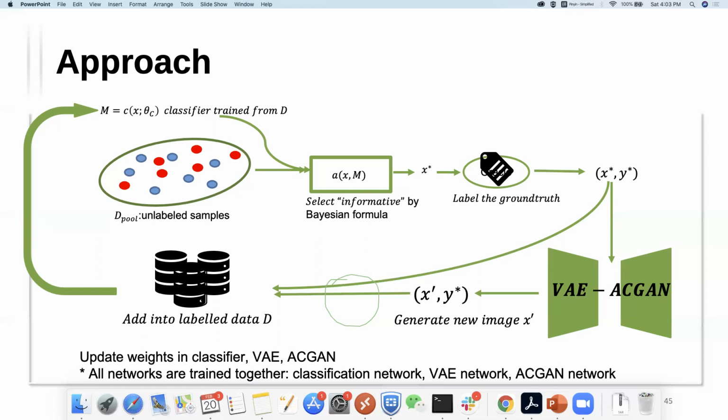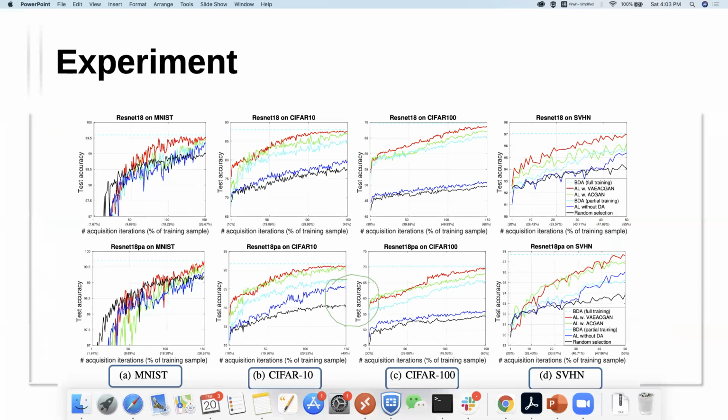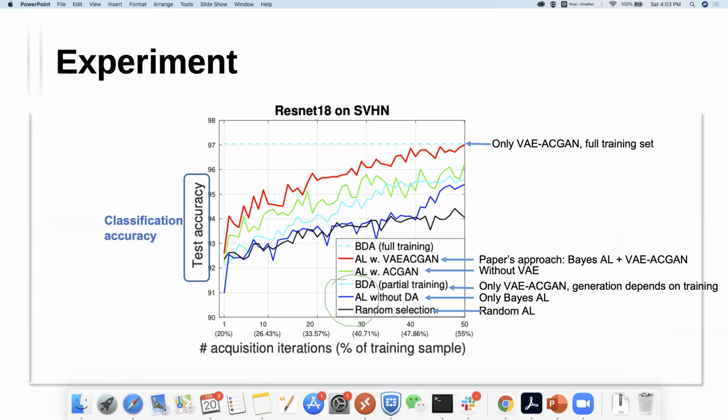So if I'm the reviewer, I'm going to ask: what if they replace ACGAN with the traditional data augmentations? Will the model maintain the same performance, or will the performance get worse, or maybe even better? They didn't do this experiment. Because the idea is really novel. Yeah. I think these are all the baselines it has.